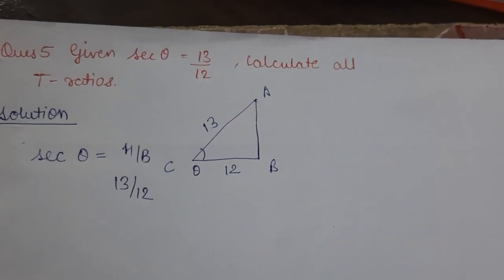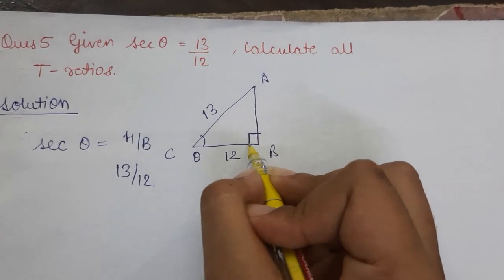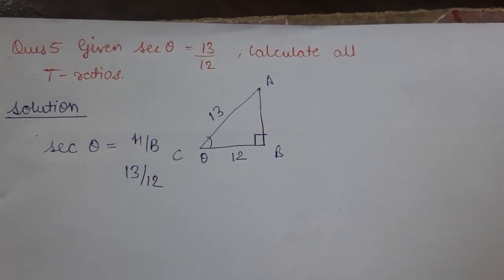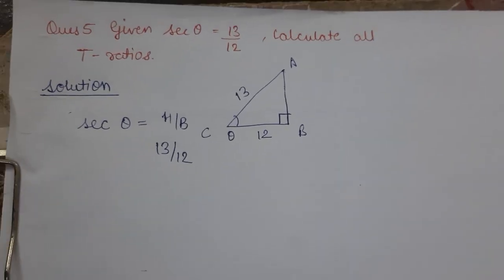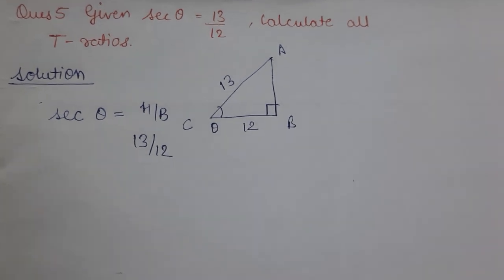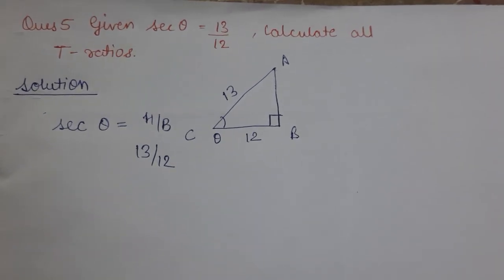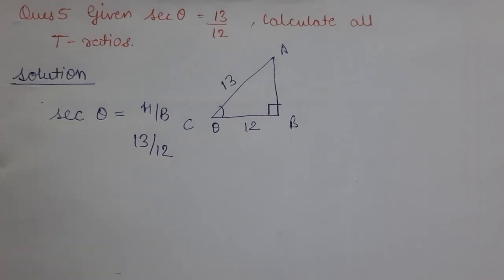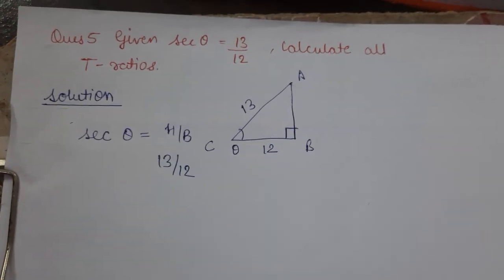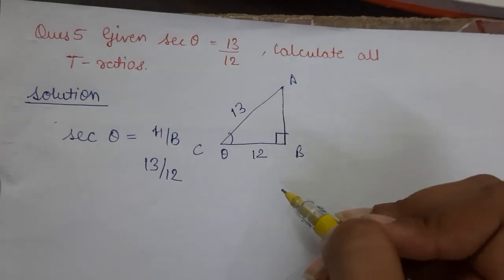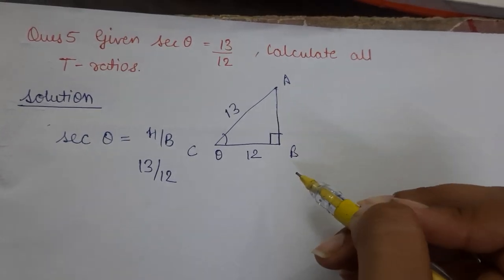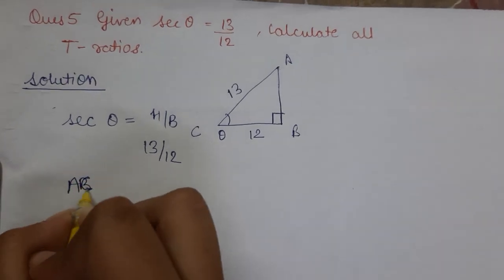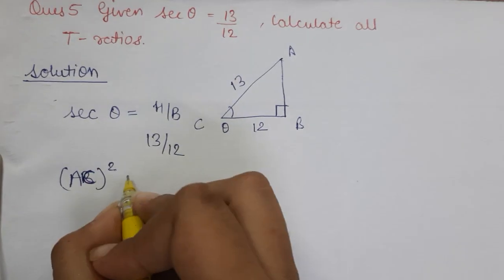Always remember, for any right angle triangle, the hypotenuse is always the lengthiest side of the triangle. The value of the hypotenuse will always be greater than the base and the perpendicular. First of all, we need to calculate the perpendicular AB. So again, we'll apply the same basic formula we have been applying in the last 4 questions.